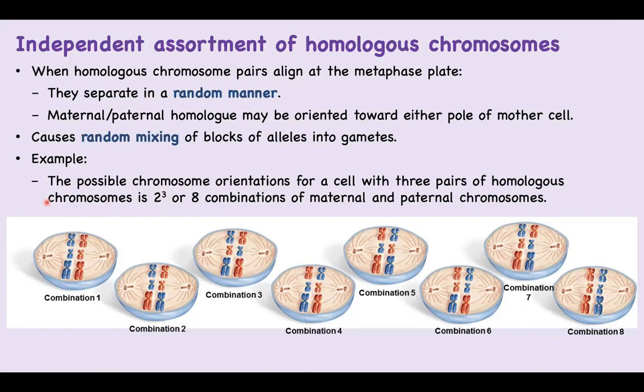So contohnya kalau yang ni, the simple explanation dekat sini, possible chromosome orientation for a cell with 3 pairs of homologous chromosome is 2 to the power of 3 and kita dapat 8. So these are the 8 combinations that you can get kalau ada 3 pairs of homologous chromosome. You get 8 different combinations. Okay, this is called independent assortment.